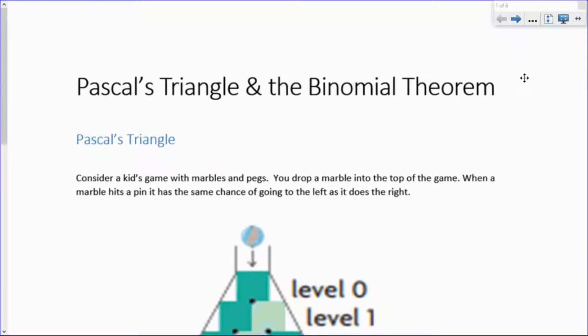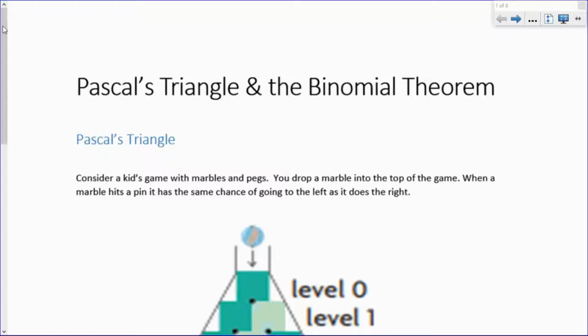So we're going to talk about Pascal's triangle to start, and then we're going to move in and show how that's related to what's called the binomial theorem, which is actually an algebraic theorem and gives us a skill with algebra. I know we haven't done a lot of algebra in this class. Let's start with Pascal's triangle.